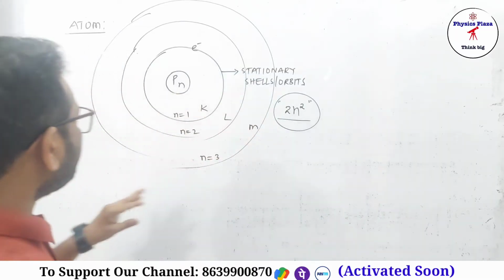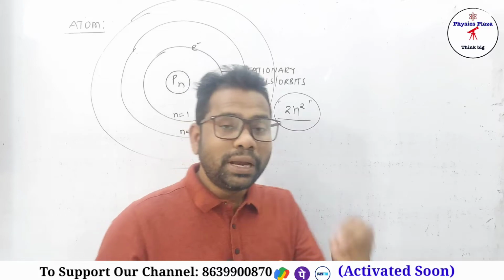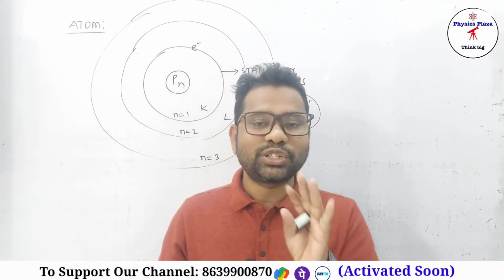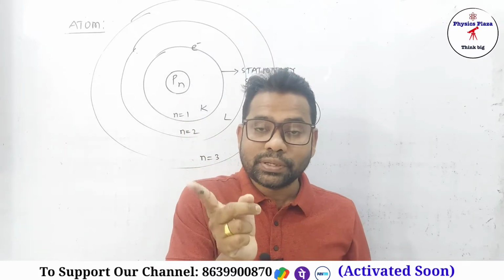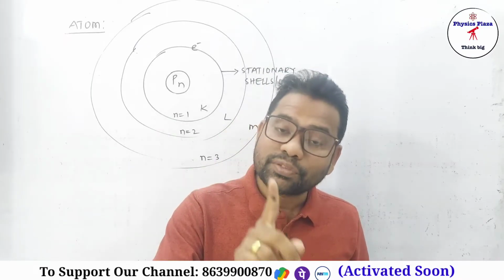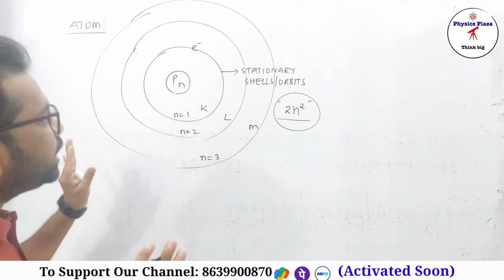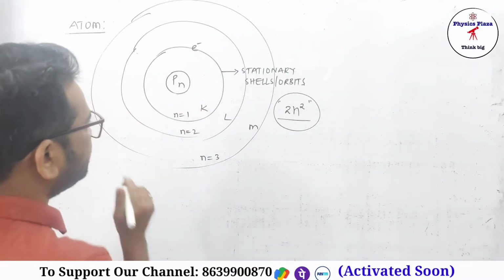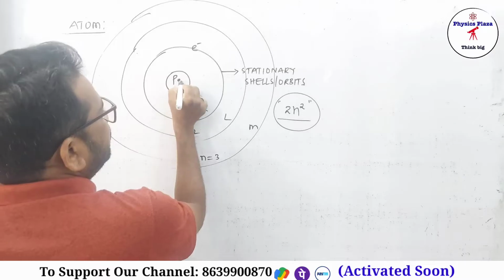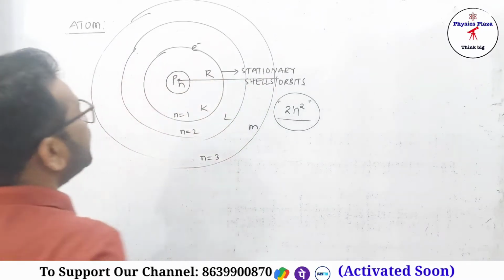Fine children. Now come to the size of the atom. Here the size of the atom depends on the number of shells, and the number of shells depends on the number of electrons. It's very important. For example, if you want to find the radius of the atom, what is the radius of the atom? From the center to the outermost orbit. This only we can take as the radius.